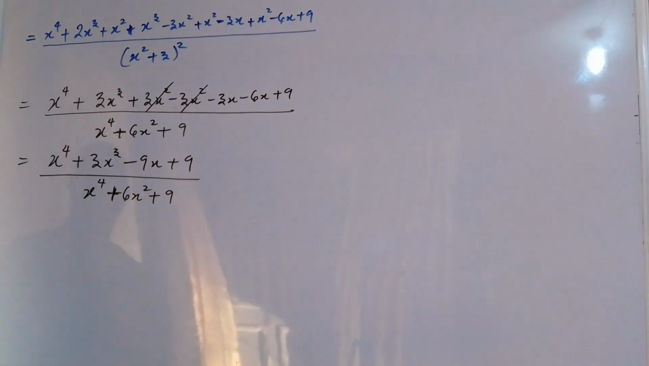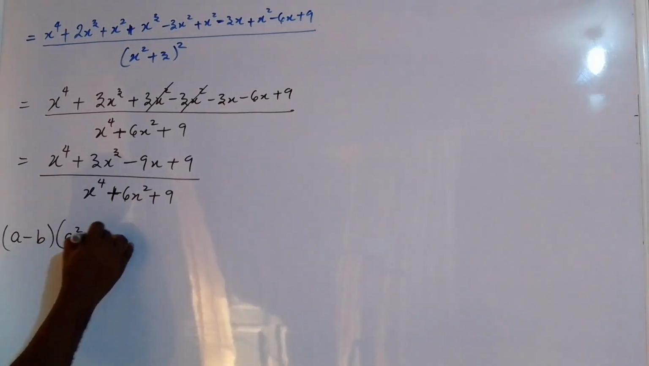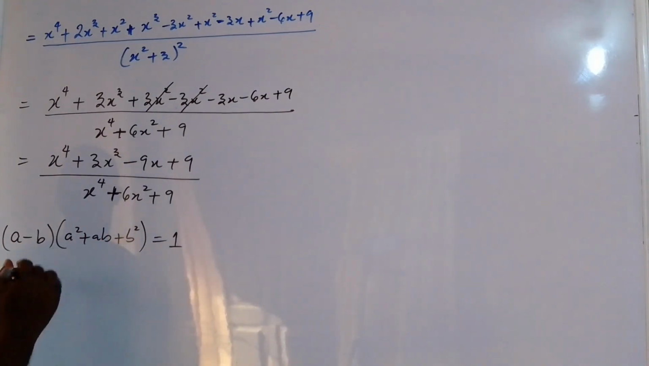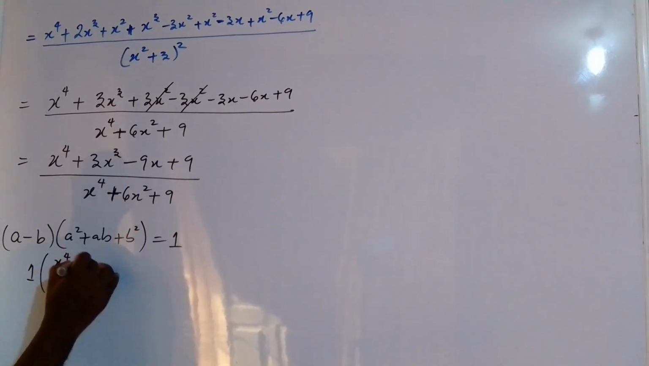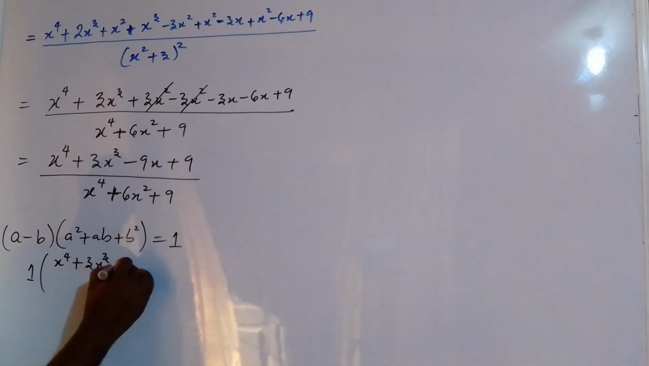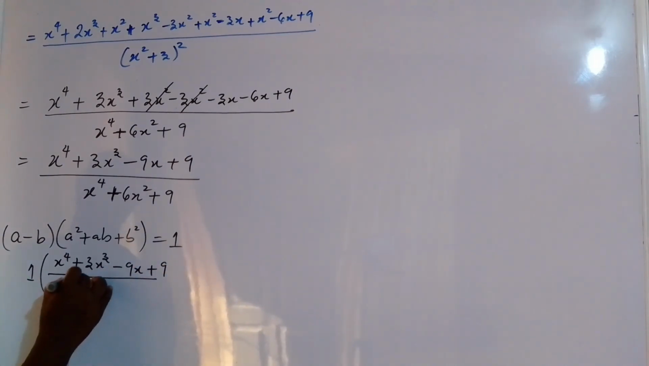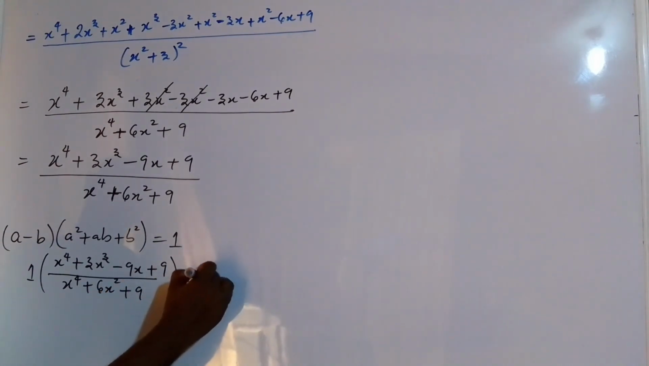So that is for a squared plus ab plus b squared. So now let's put everything together. We have that (a minus b) times (a squared plus ab plus b squared) is equal to 1, and then a minus b is 1. And the whole of this will be (x to the power 4 plus 3x cubed minus 9x plus 9) all over (x to the power 4 plus 6x squared plus 9) all equal to 1.